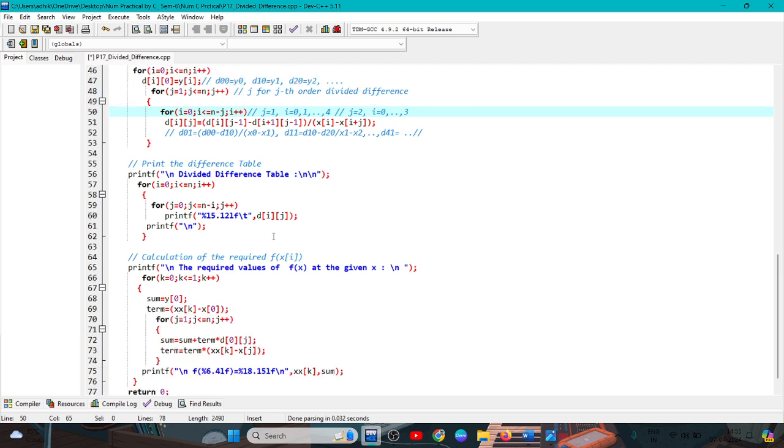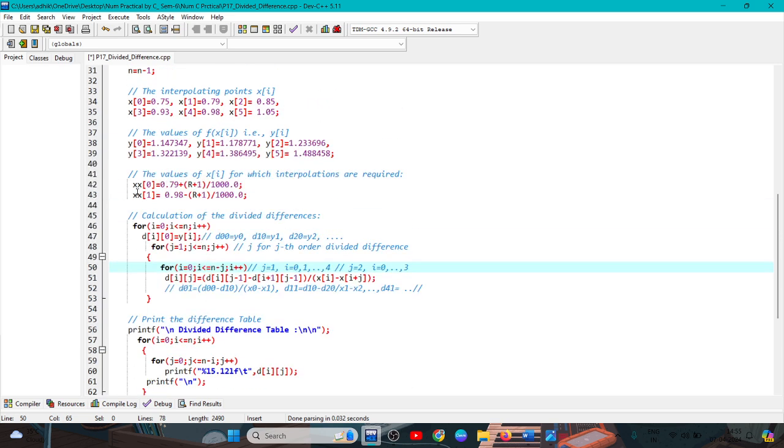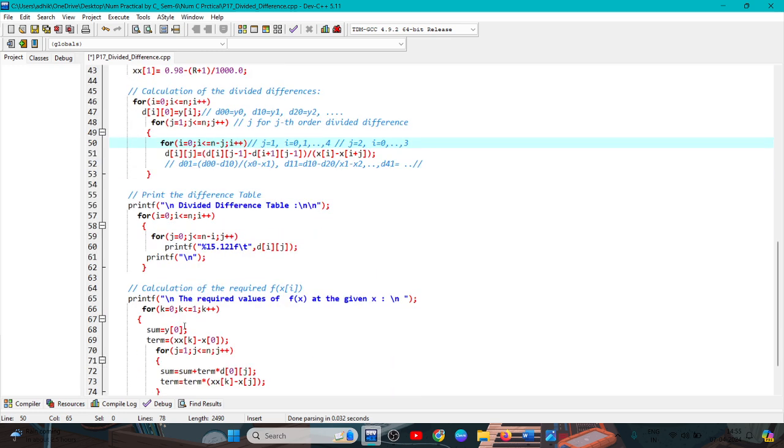Then the calculation of the required f(xi) for the given xi. There are two values of x here, so k equal to 0, k less than or equal to 2, because only k equal to 0 and k equal to 1 give these two values of x, x0 and x1. If there were three values, k would go 0, 1, 2. Here only two values, so k equal to 0 and k equal to 1 only. K plus plus, sum equal to y0.